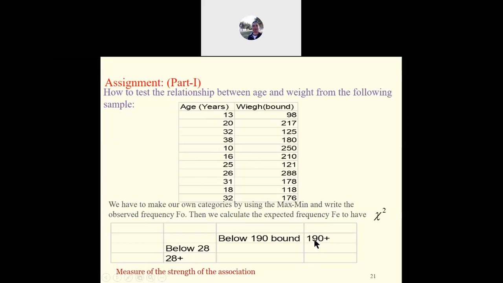Because I don't have dependent and independent. I have categories of the dependent, and I have also categories of the independent. So I will go for what? For chi-square. The chi-square test will tell you whether there is association between these two categories and these two categories or not. How to measure the strength between them? By the phi value. What is the phi value? It's the square root of chi-square over n.